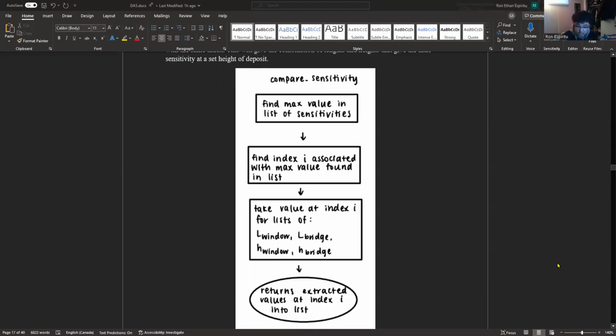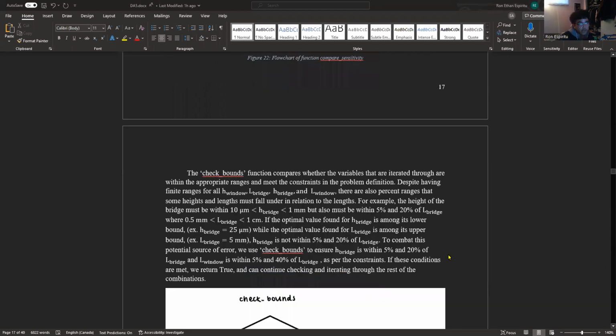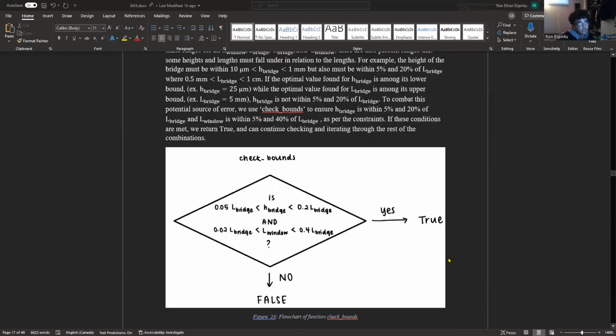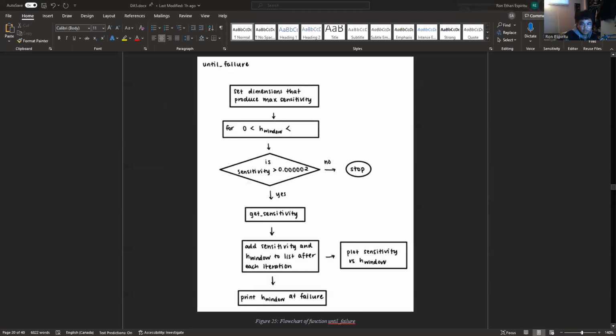We have the compareSensitivity function, which outputs the dimensions associated with the maximum sensitivity of our bridge. And we have the checkBounds function, which takes the past set of dimensions and makes sure it fits within the percent constraints defined previously. And finally, we have the untilFailure function, which takes a set of dimensions that produces the maximum sensitivity and increases its deposit thickness slowly until it fails.